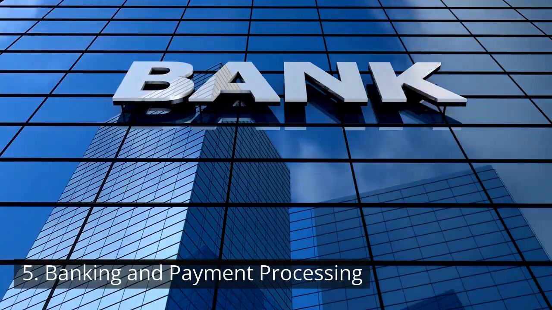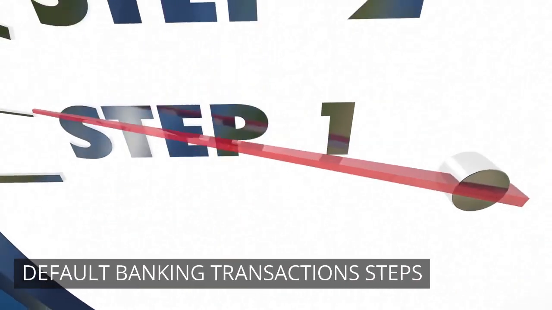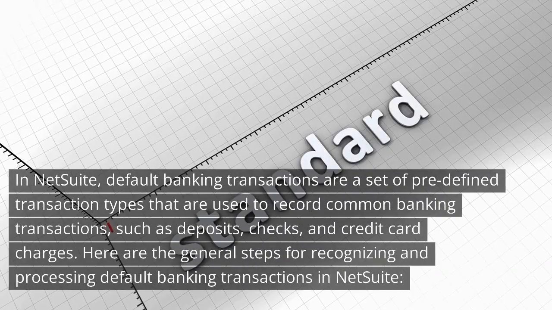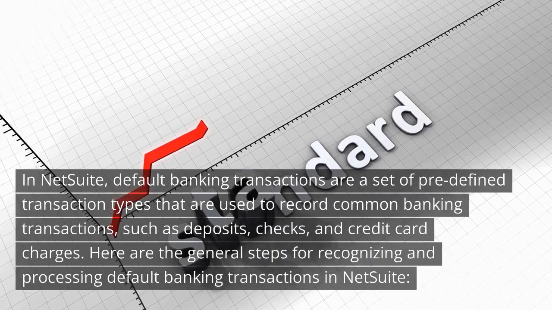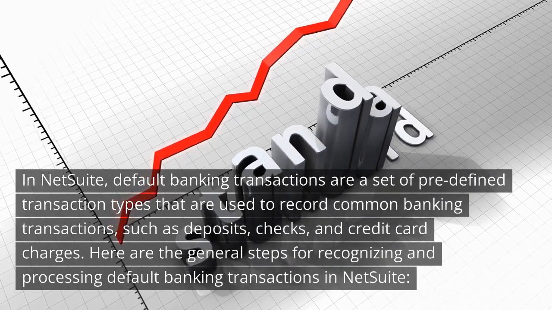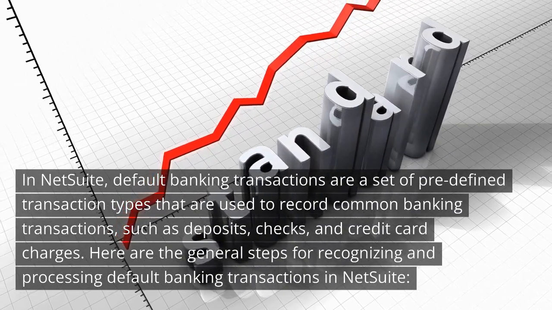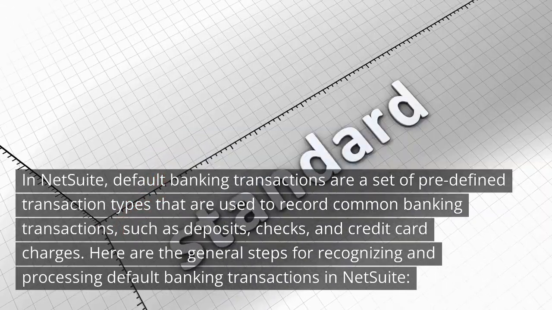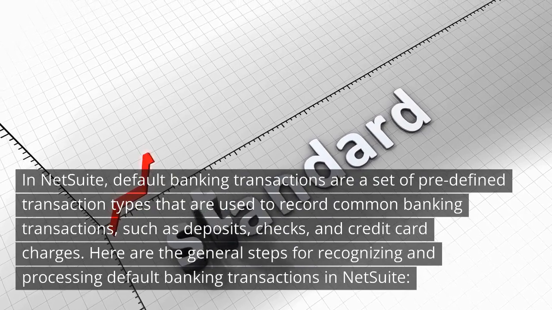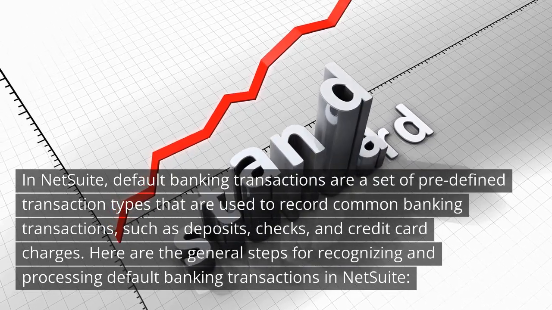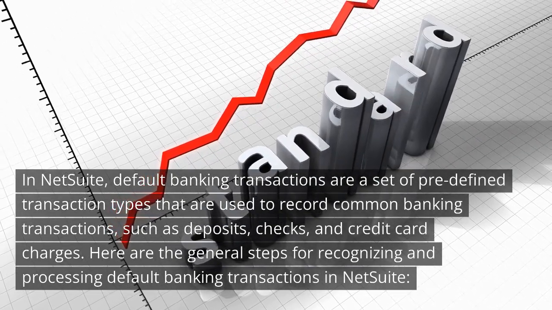Banking and payment processing. Default banking transaction steps. In NetSuite, default banking transactions are a set of predefined transaction types that are used to record common banking transactions, such as deposits, checks, and credit card charges. Here are the general steps for recognizing and processing default banking transactions in NetSuite.